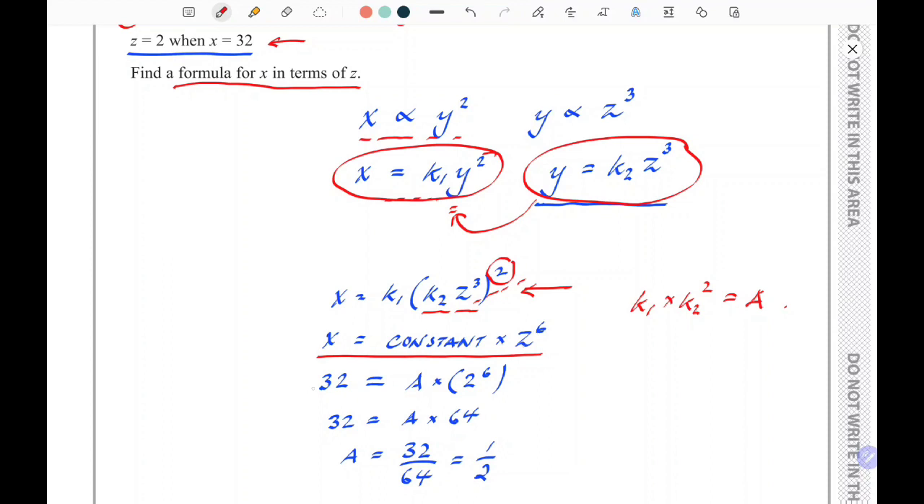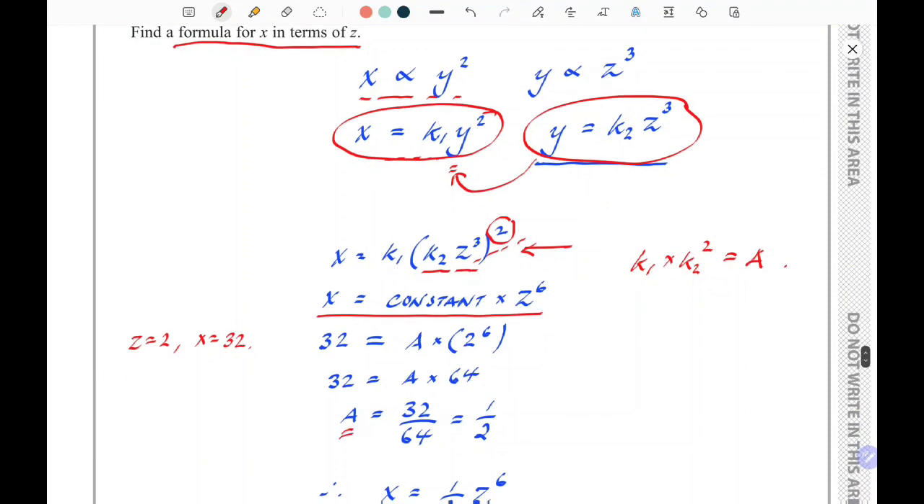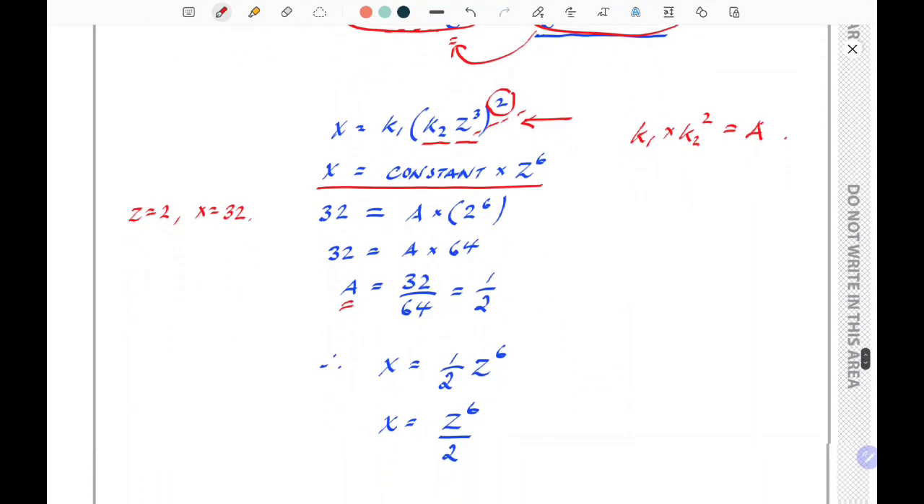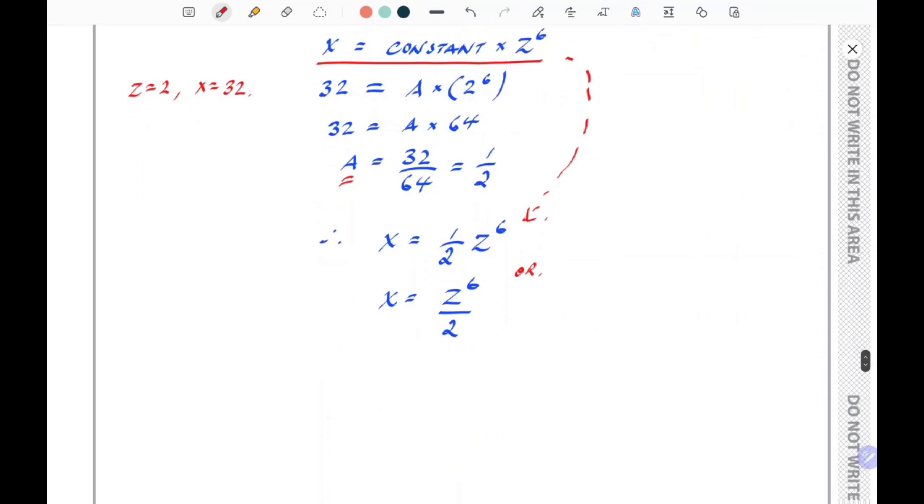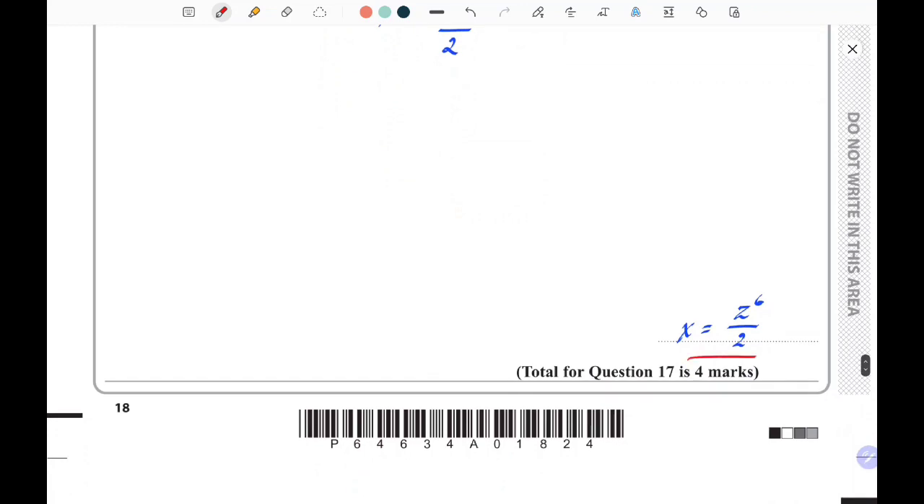We then substitute the numbers that they gave us. z equals 2, x equals 32. Put those in, and we get 32 equals a constant times 64, and therefore the constant turns out to be a half. And putting that back into the equation, we get x equals half times z to the power 6, or you can write it as z to the power 6 over 2. Whichever takes your preference. Both answers are correct. All right, so there we are.